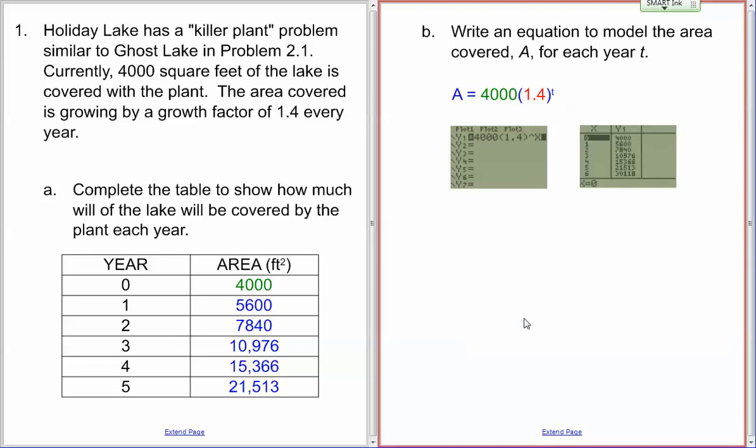If these two tables don't match, then I know I've got the wrong equation. So that's a great thing about having the graphing calculators. We can check that over and over until we get the right equation. Not that there's a lot to it. It's starting value times growth factor to the power of the independent variable.